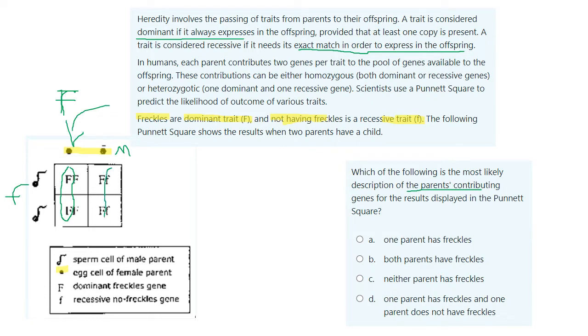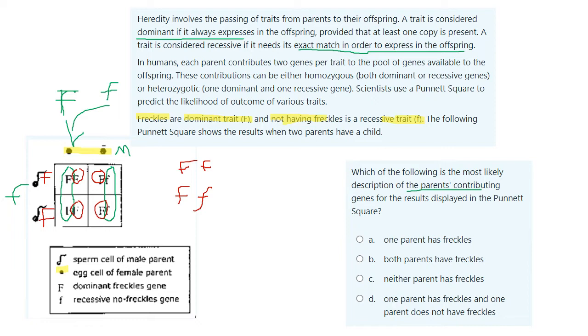We can also look at here, and we can have a small f. So that would leave a capital F for the father and another capital F for the father. So the father is homozygotic dominant. The mother is heterozygotic, but she would have freckles. She would have freckles because she does have one dominant allele.